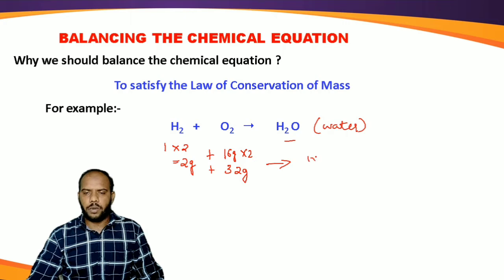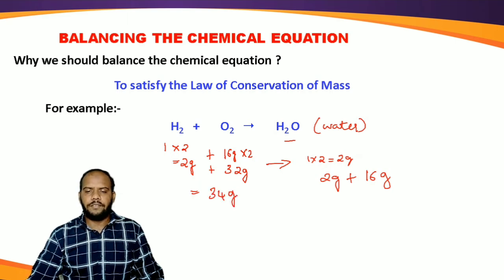Now look at how many hydrogen here? 2 hydrogen. So 1 into 2, that is 2 gram of hydrogen. And how many oxygen are present? Only 1 oxygen. So 2 gram plus 1 oxygen, which we know is 16 gram. Now total, 2 gram plus 32 gram, total how much? 34 gram. And here, 2 plus 16, 18 gram.